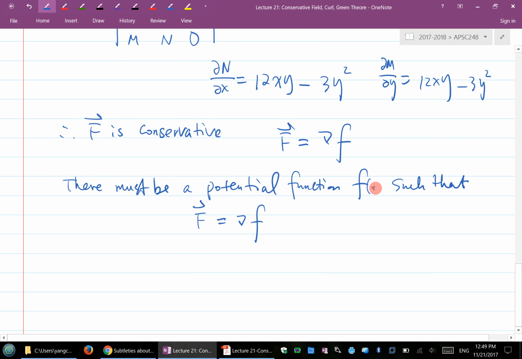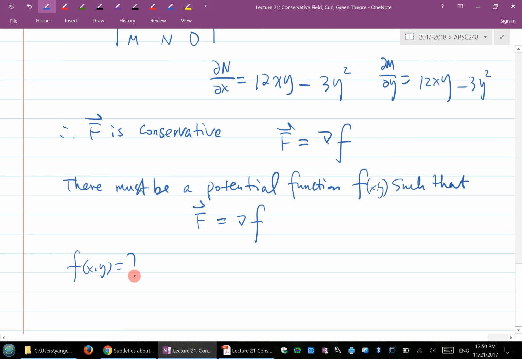So for example, if f here is going to be f of x, y, then you take the gradient of that, and you get this vector field. So the question, of course, is, what's this f of x, y then? How do I get that potential function f? That's the second step now.